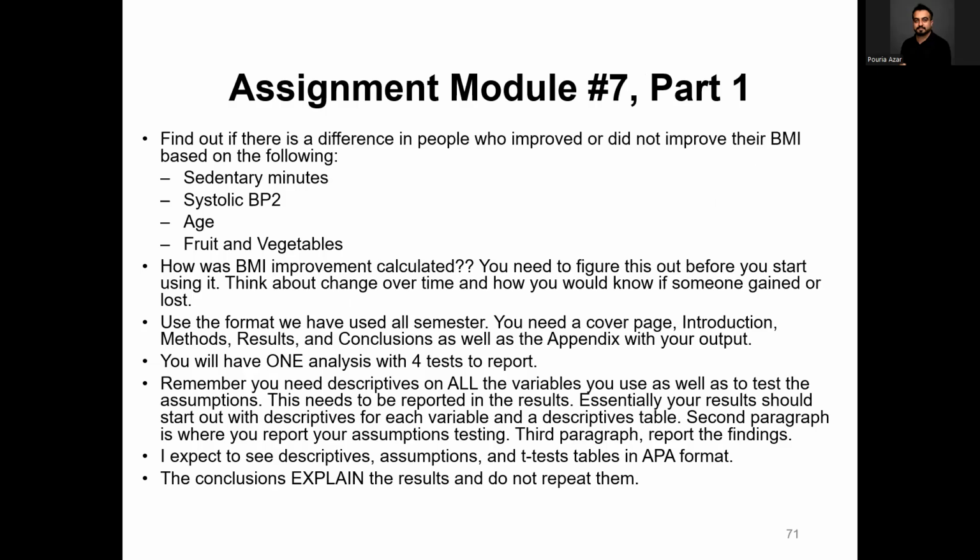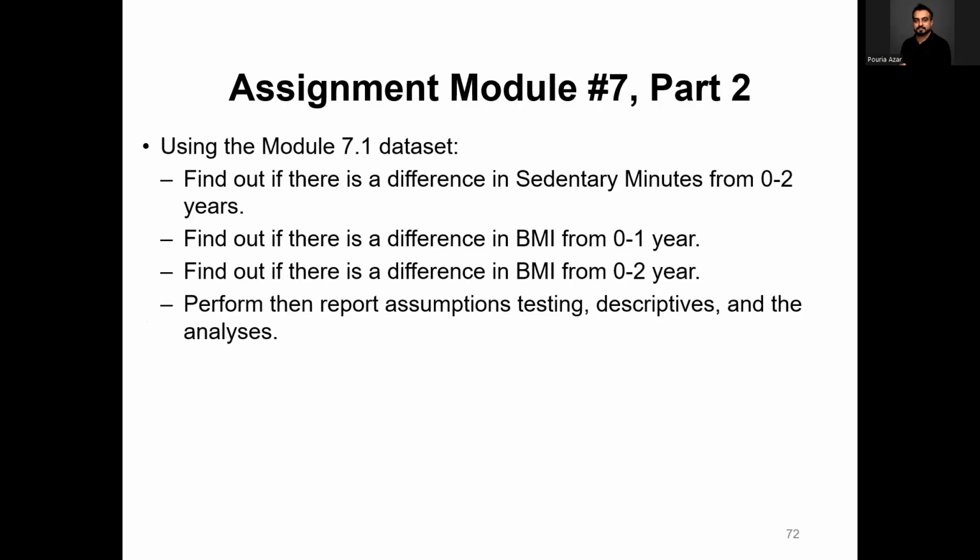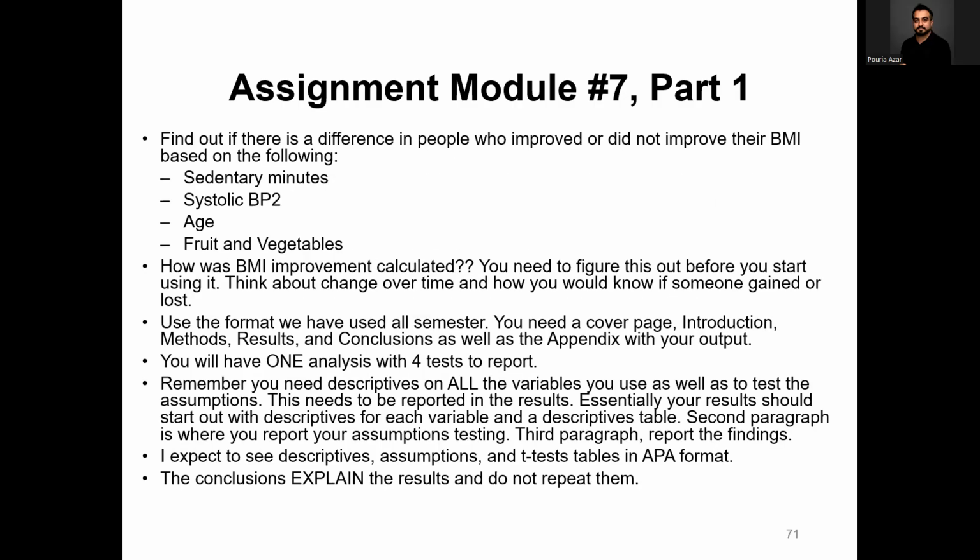For your assignment, the assignment for Module 7 has two parts, Part 1 and Part 2. In Part 1, you will find out if there is a difference in people who improved or did not improve their BMI based on the following: sedentary minutes, systolic blood pressure at 6 months or blood pressure 2, age, fruit, and vegetables. So you have four independent samples t-test analyses here for part one.